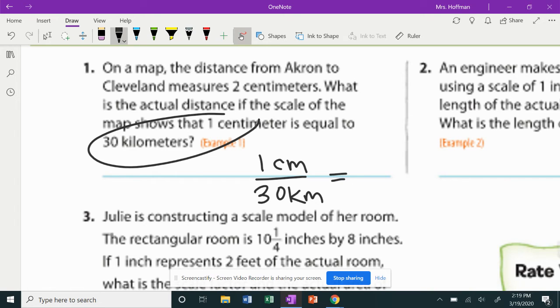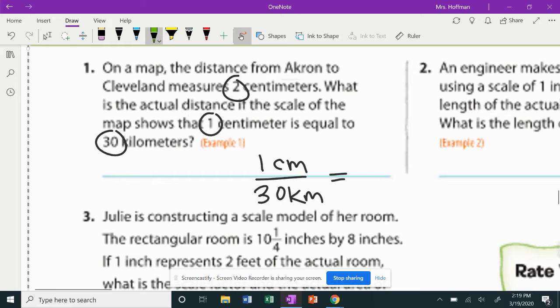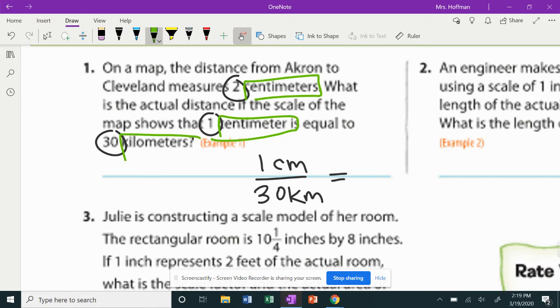So we're going to have it equal. Now the next thing that we have is this 2 centimeters. If you're using CUBES to notate stuff, you'll want to circle your numbers, so 1, 2, and 30, and then you're going to want to box those keywords like we did in the last lesson. So this is going to be centimeters, this is going to be centimeters, and this is going to be kilometers. Now what that does for us is it shows us where things need to go in the proportion.